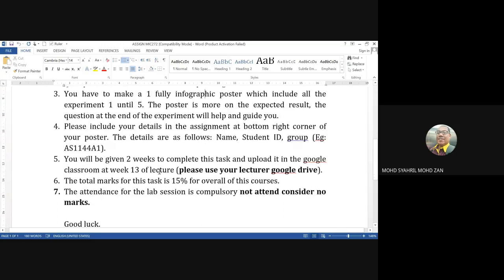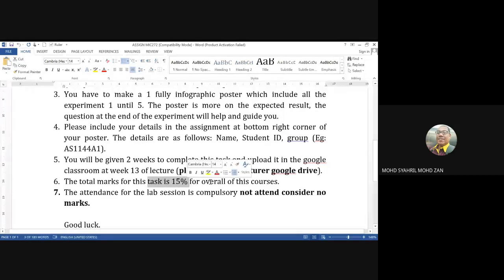Okay. So you are given 2 weeks to complete this task and upload it in Google Classroom at week 15 of lectures. Okay, minggu ke-13 dah kena hantar semua ni. So please use your lecturer's Google Drive. So since I'm just the demonstrator, please make sure all these infographic posters are uploaded inside your lecturer's, Dr. Muaz, right? So please bear in mind, this task will give you about 50%. Okay, in order for you to get good grades, or even if you want to pass this course, you must get 15% solid. Right.